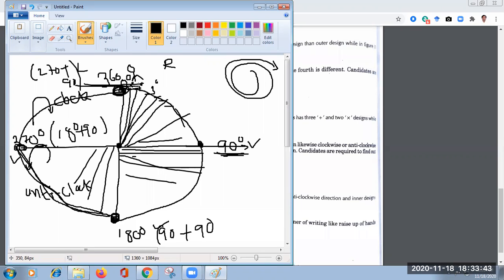He has completed 360 degrees. In which direction? In clockwise direction. In which direction, Anna? In clockwise direction. It's very, very important. So in a circle, we are framing the four quadrants here. So these are the four quadrants we are taking here.